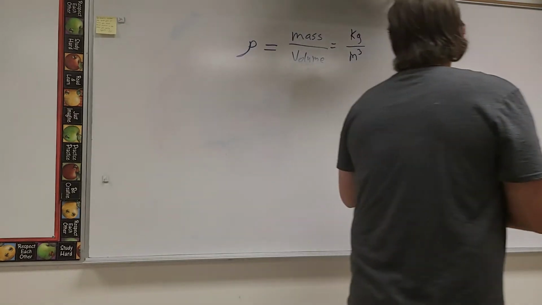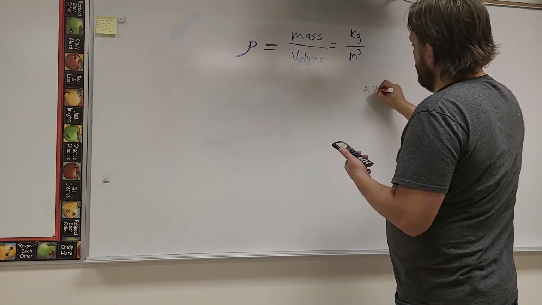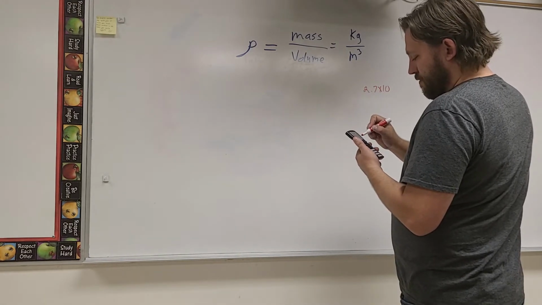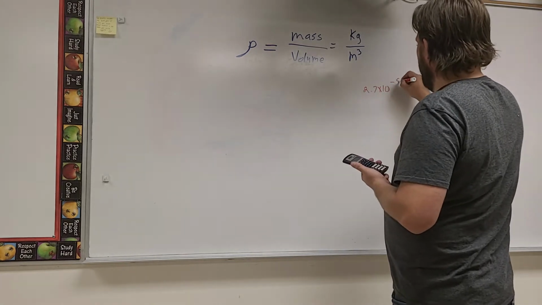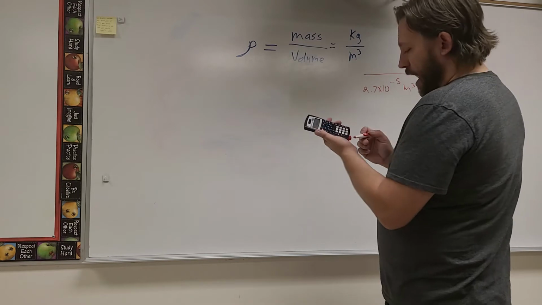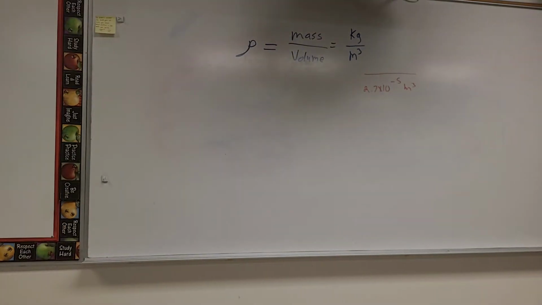Gives me a volume of 2.7 times 10 to the negative 5th power cubic meters. That's why this number's so big. And its mass is something else. I have a scale over here. I'll be right back. You're going to see why this is useful in a moment.